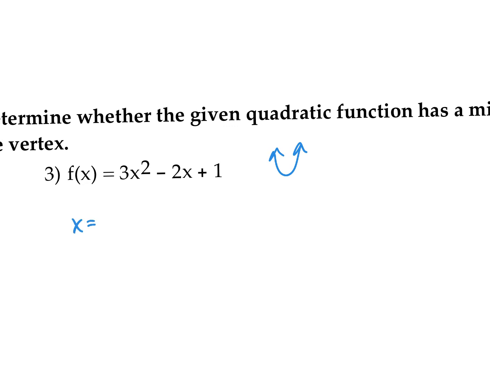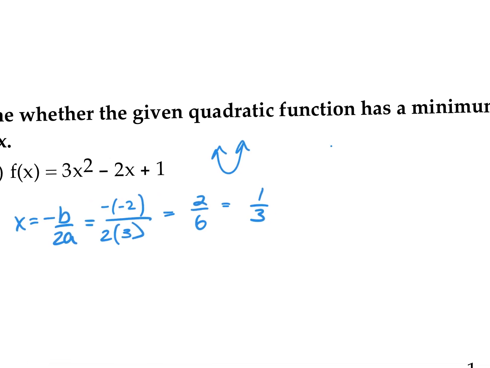If you were going to find the vertex, which they ask you to, what is the formula? x equals negative b over 2a. What's my b term? Negative 2. So I have negative 2 over 2 times 3. So 2 over 6 equals 1/3. The x part of my vertex is 1/3.